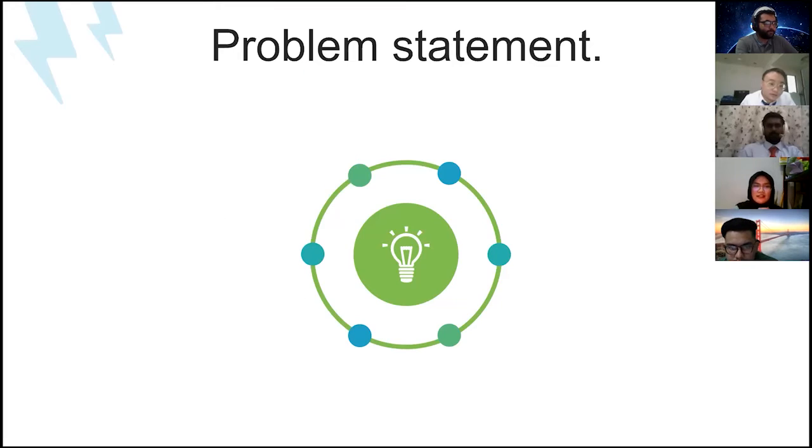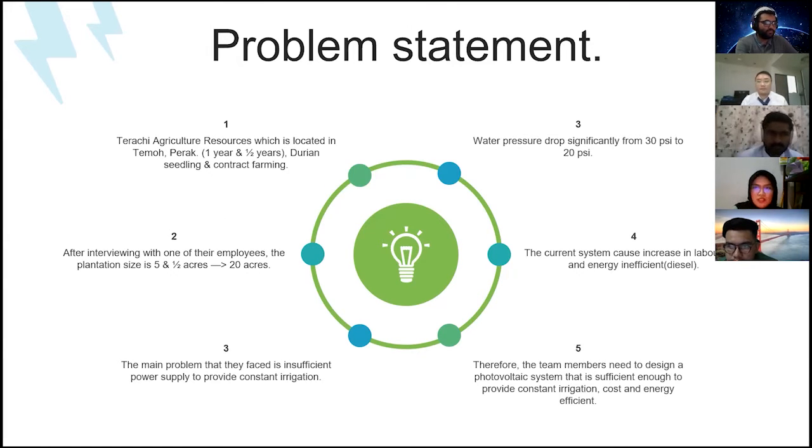And next. Okay, for the problem statement, Teraci Agriculture Resources, which is located in Temoh, Perak, has been established for 1.5 years. Their business consists of durian seedling and also contract farming. After interviewing one of the workers there, the plantation has a size of 5.5 acres and they are planning to expand their plantation to 20 acres.